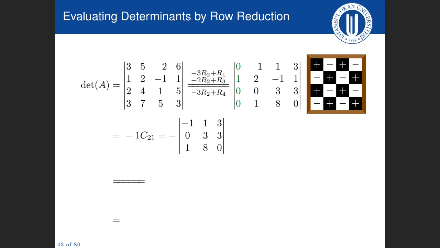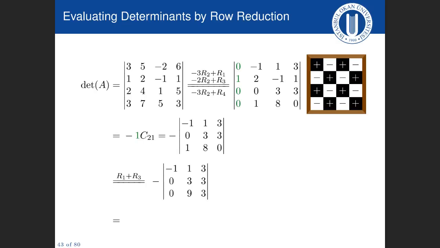At this point, we just have the determinant of a 3 by 3 matrix. Switch back to the row reduction technique to get some zeros. Row 1 plus R3 becomes a new row 3. And then again, the first column has 2 zeros and one number which is not 0. So now it's time to do cofactor expansion on the first column.